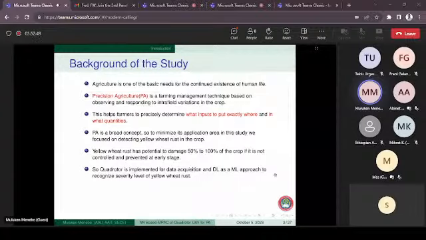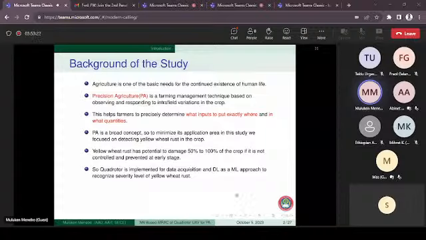For this reason, in this research study, we only focused on detecting the yellow rust in the crop. Yellow rust is a highly destructive fungal disease and it has the potential to damage 50 up to 100% of a crop if it is not controlled and prevented at an early stage. So in this study, a quadrotor is applied for image acquisition and deep learning for image analysis. This helps farmers to determine and take control action early before this wheat rust causes huge damage in the crop.